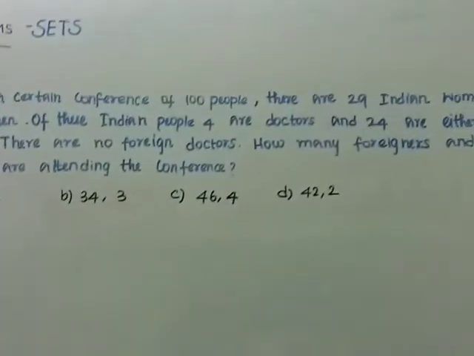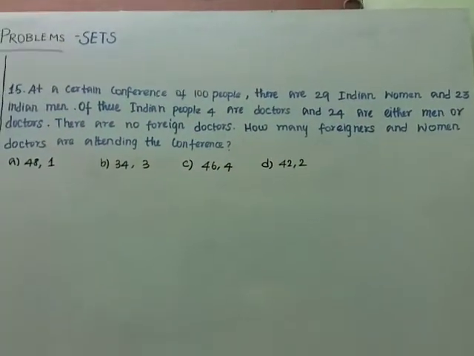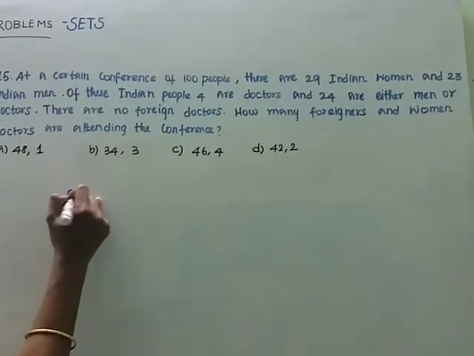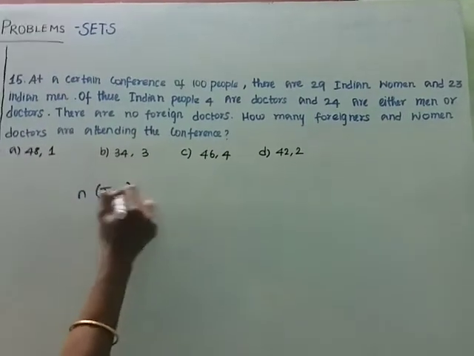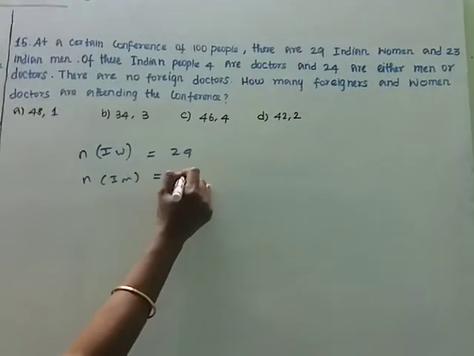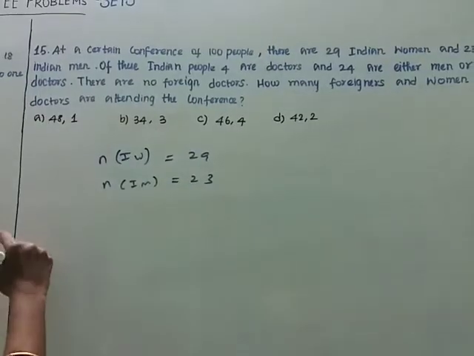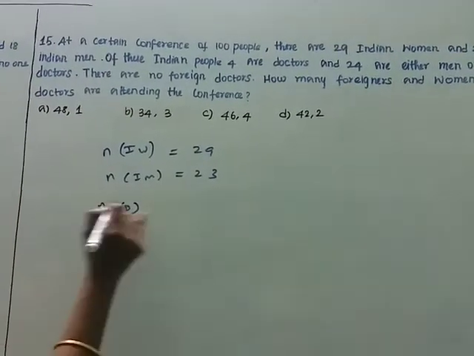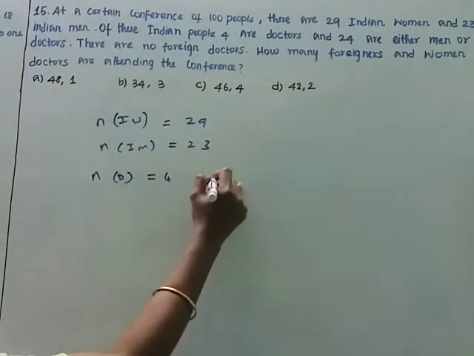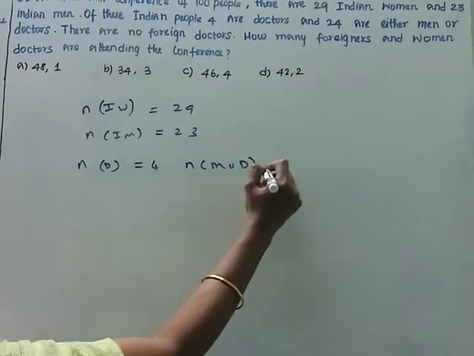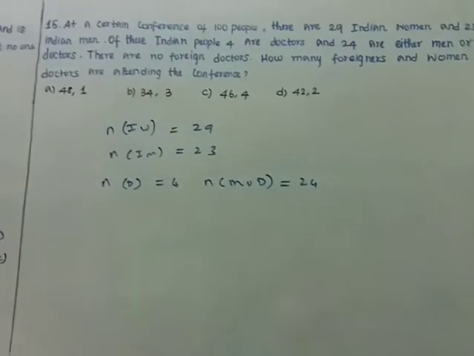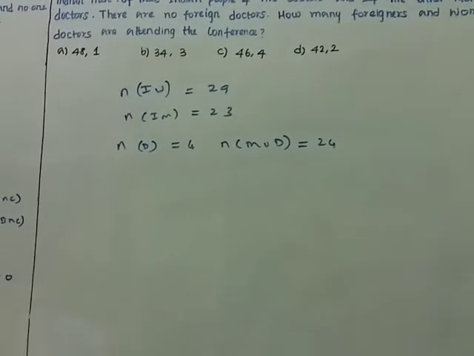So next we pass on to the last problem in the session. At a certain conference of 100 people, there are 24 Indian women. So here an Indian woman, so n of IW is equal to 29. n of Indian men equal to 23. Of these Indian people, 4 are doctors. So n of D is equal to 4. 24 are either men or doctors. So n of men union D is equal to 24. There are no foreign doctors. So how many foreigners and women doctors are attending the conference, they are asking.